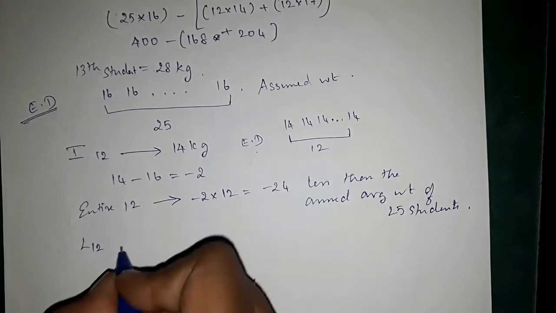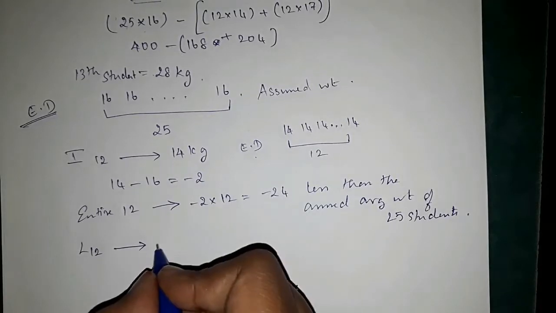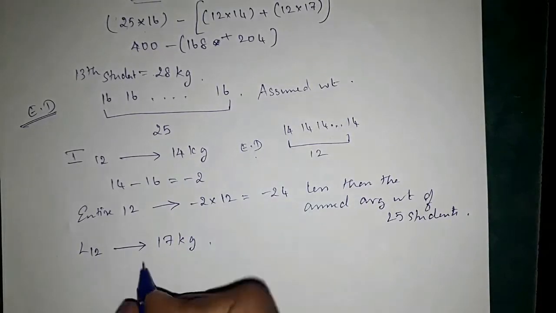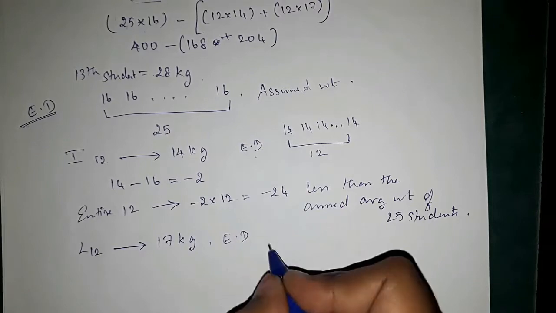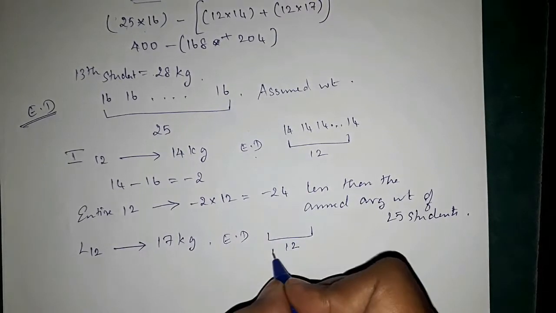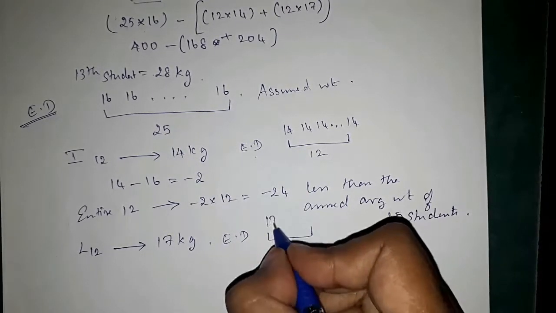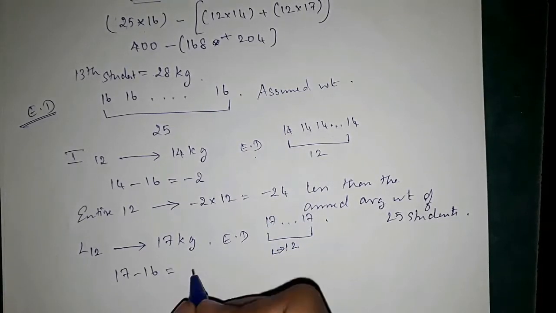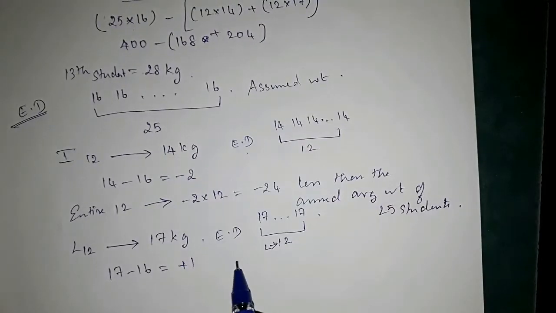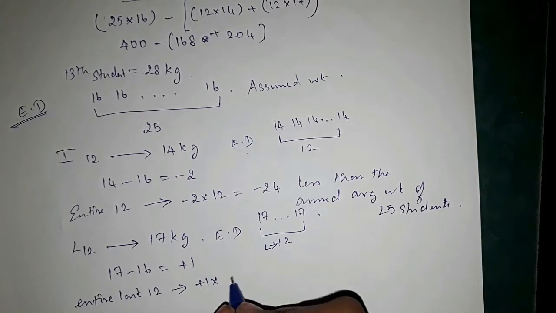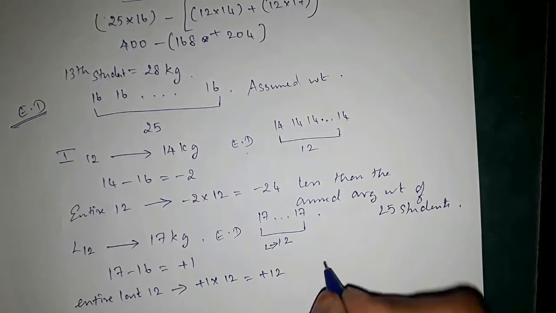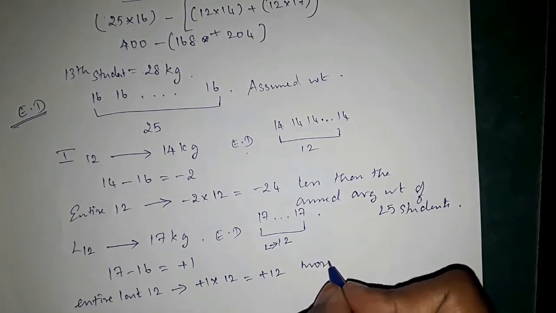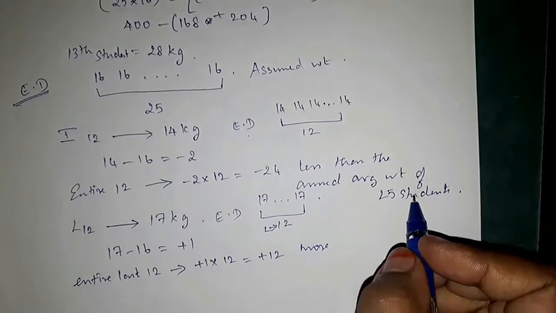The last set of 12 students has an average weight of 17 kg. So according to equal distribution, we assume that each student of the last 12 has a weight of 17 kg, which is 1 more than the assumed weight. So the entire last batch has 12 more than the assumed average weight of the 25 students.